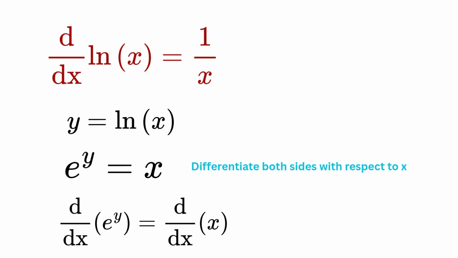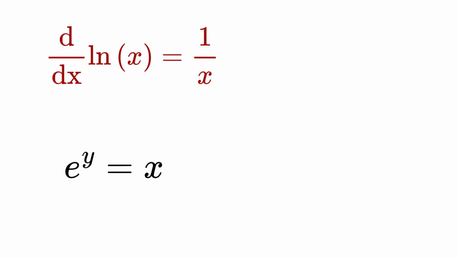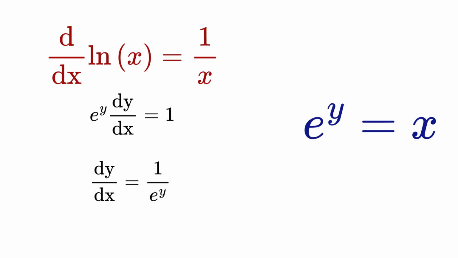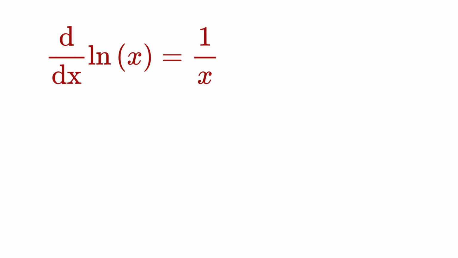Derivative of x is 1, and derivative of e power y is e power y into dy by dx. So dy by dx is equal to 1 by e power y. We know that e power y is equal to x. So dy by dx is equal to 1 by x.